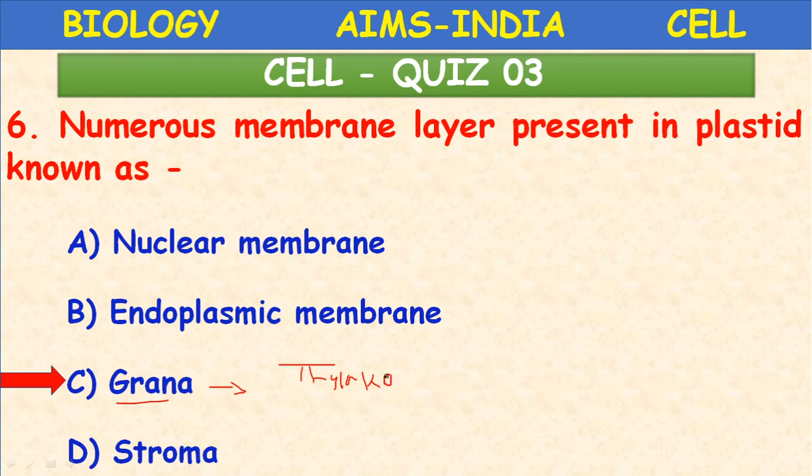Thylakoid membranes. They are disc-like membranes piled one over the other like bricks. So they are called thylakoids or thylakoid membranes. They contain the green pigment chlorophyll. So it is the site of light reaction. The numerous membrane layers present in the plastid are known as grana, thylakoids or grana.